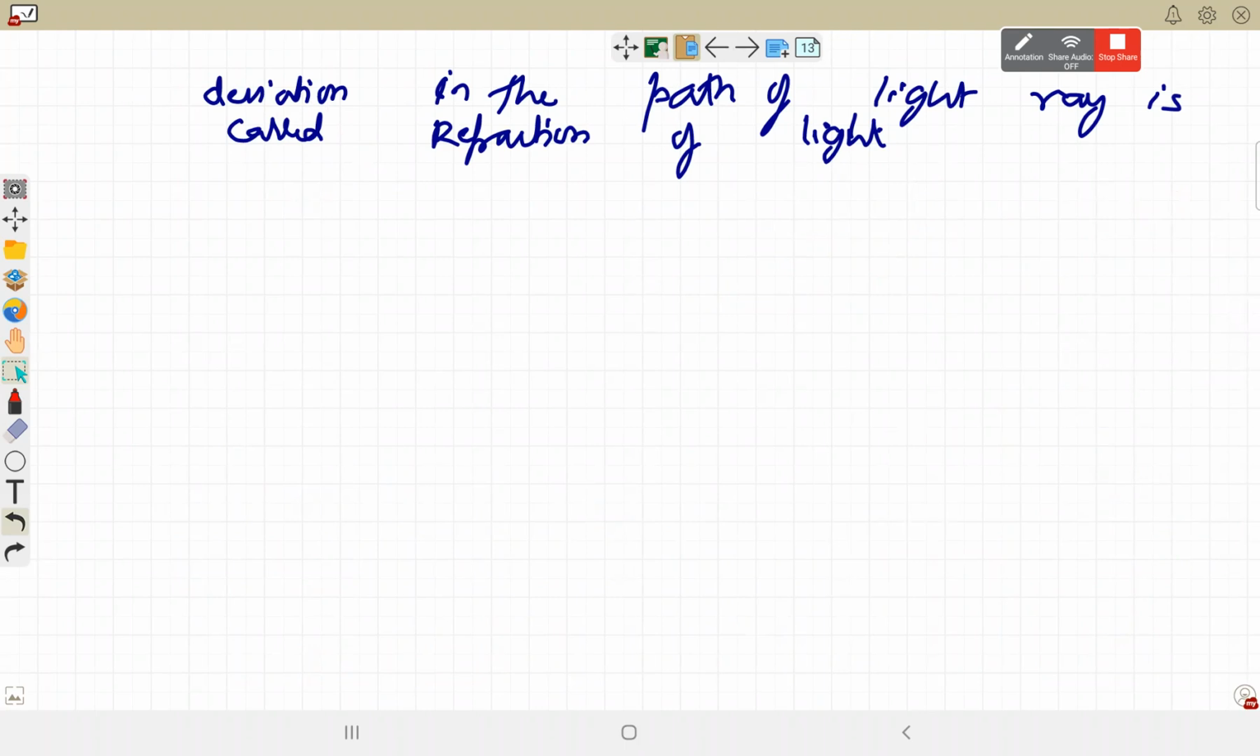Deviation in the path of light ray is called refraction of light, and this depends upon the density. So अभी हम denser और rarer बोल रहे हैं किसको? जो optically dense है, वो जिसकी density ज्यादा है. Like water is more dense than air, water will be denser. It will also be called optically denser.